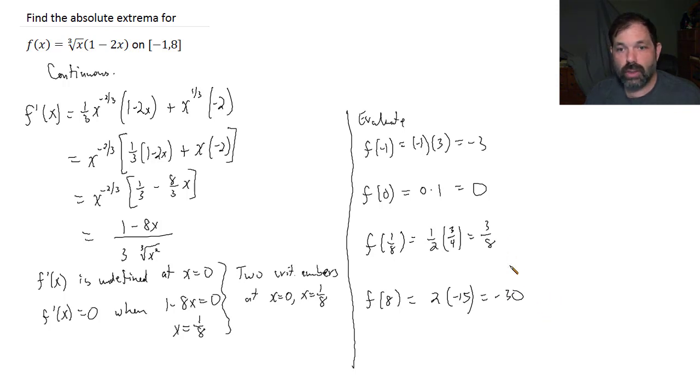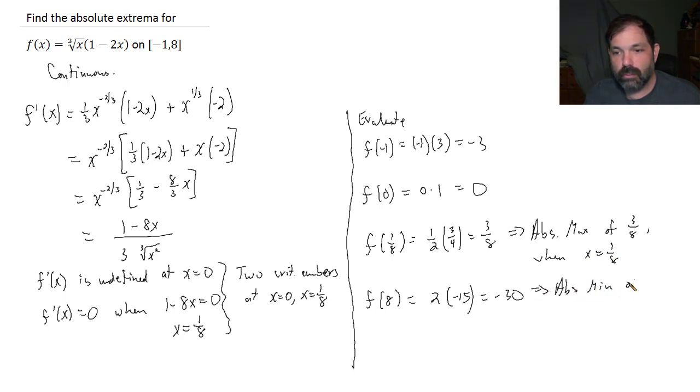All right, so looking this over, the most positive value is 3/8. So then I have an absolute max of 3/8 when x is 1/8, and I have an absolute min of negative 30 when x equals 8.